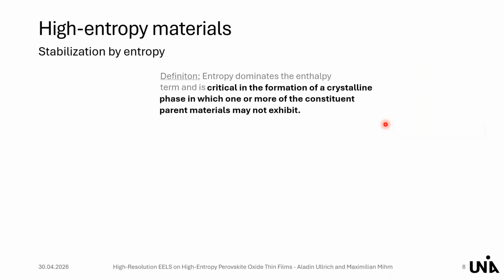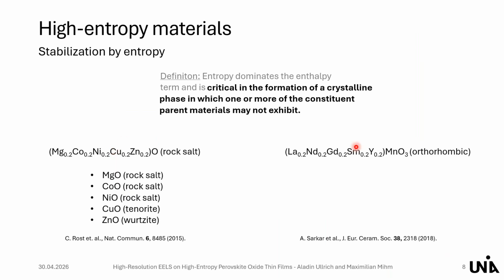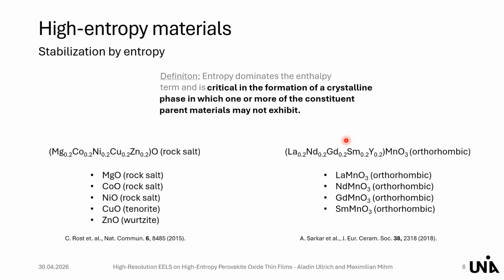So let's have two quick examples. First we have here a high entropy rock salt. 3 out of the 5 parent materials are rock salts, but copper oxide and zinc oxide have different structures. The same here for this high entropy perovskite, which is orthorhombic. 4 out of the 5 materials are also orthorhombic systems, but the yttrium manganese oxide is in a hexagonal system. So what we see is that the entropy forces some materials into different structures.